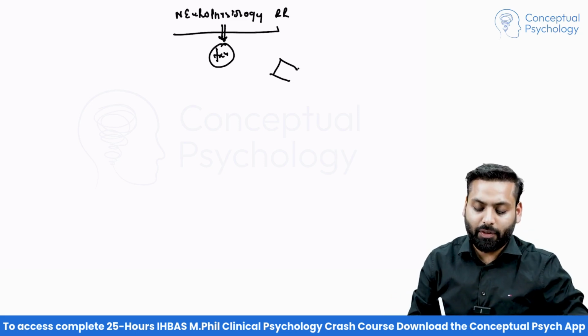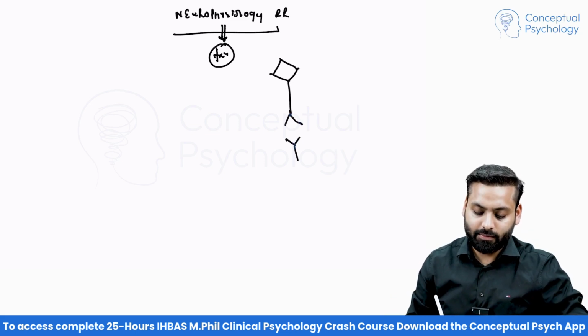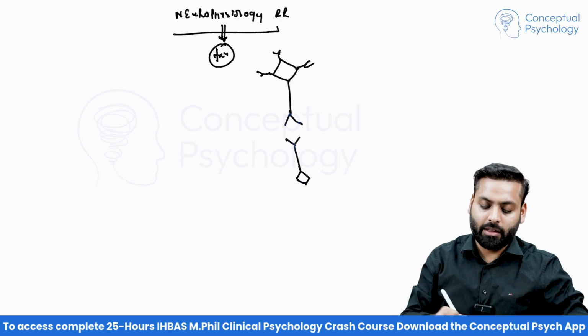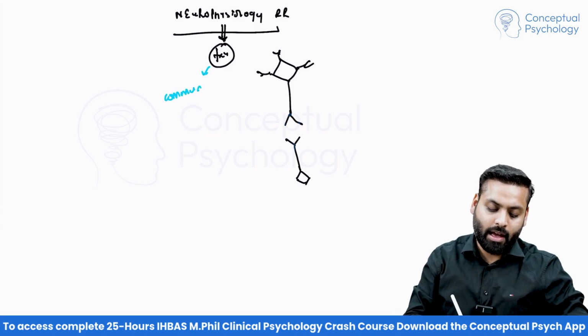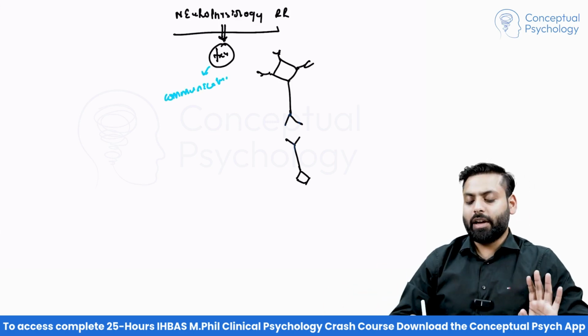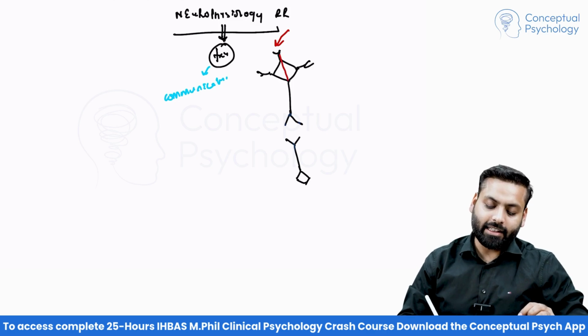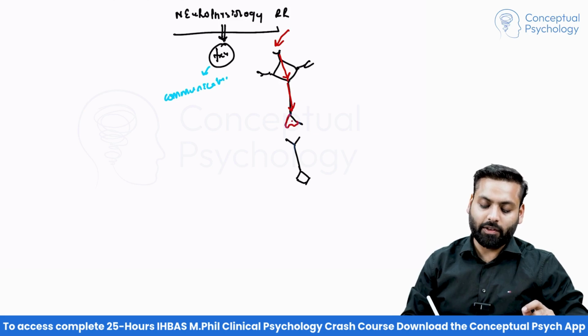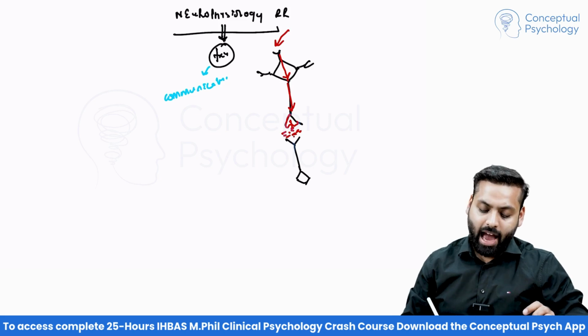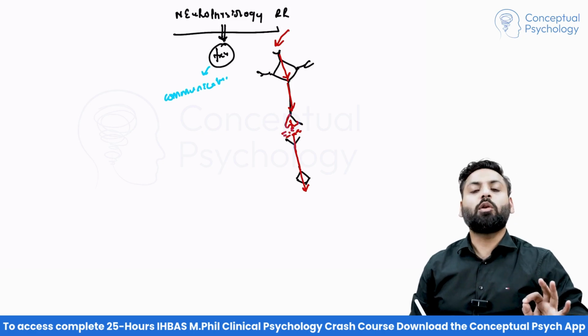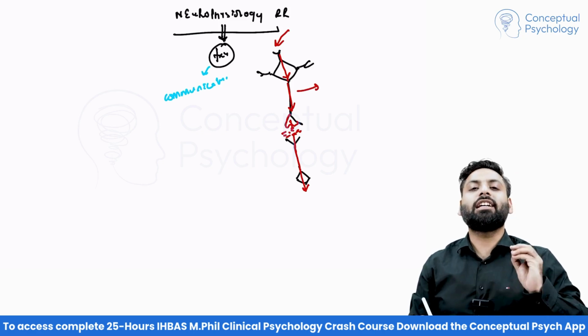So what is the main function of this nerve? The main function of the nerve is communication. And how do the nerves help us communicate? They catch the signal, then they help us transfer the signal. And when the signal reaches the end of the nerve, it helps us release a neurotransmitter in the synapse, and then the signal moves forward.